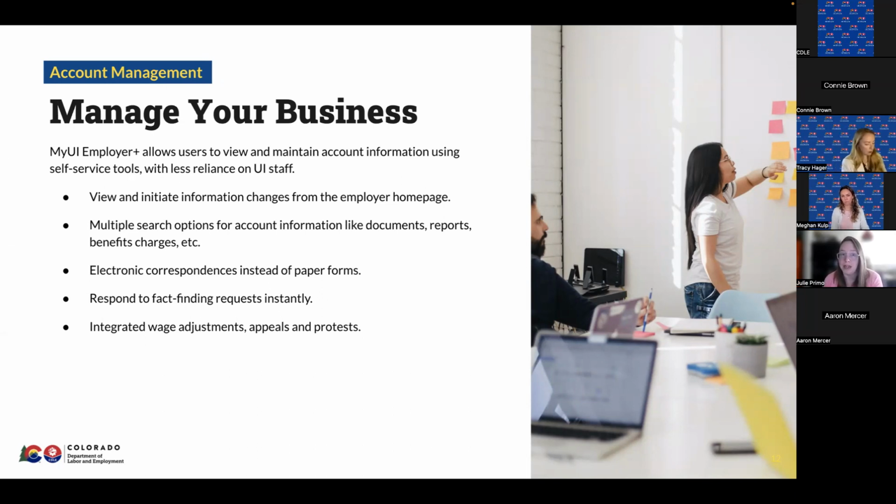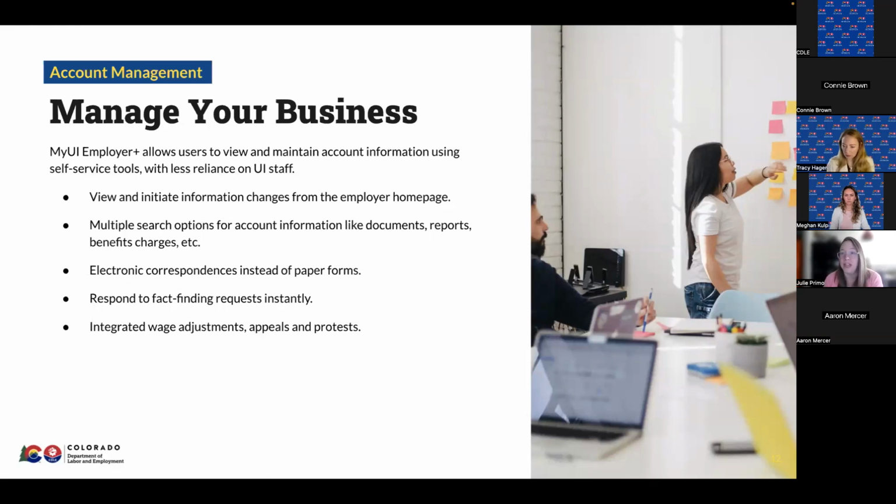So what does this mean? You can view and initiate information changes right from the employer homepage. Things like changing your correspondence preference, updating your owner officer information, updating your address information, all of that, one click right from that employer homepage. There's also multiple search options for account information. You can search documents, reports, benefit charges right within the system, and you can see everything.